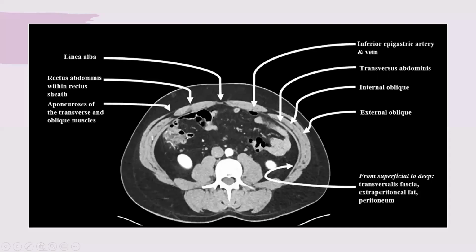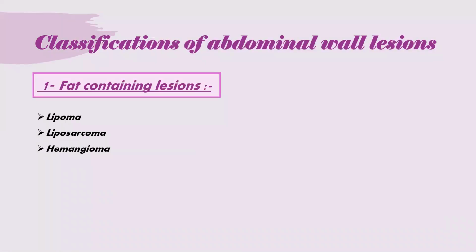Classification of abdominal wall lesions: fat-containing lesions, fluid or cystic masses and collections, solid masses, and miscellaneous. We start with fat-containing lesions, which are lipoma, liposarcoma, and hemangioma.